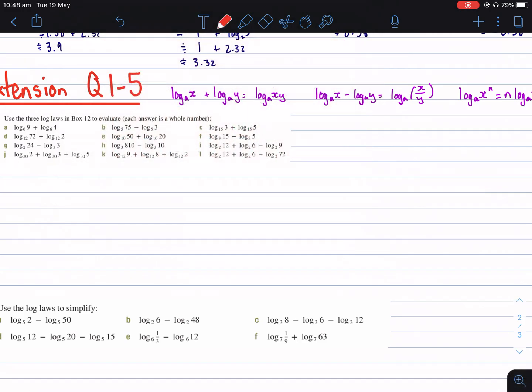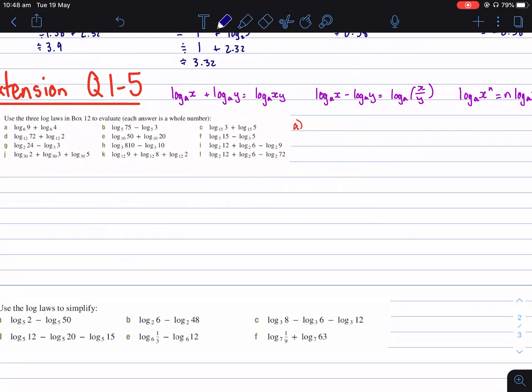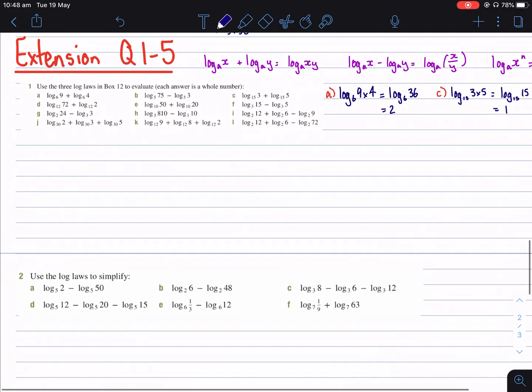All right, so if I have question A, log base 6 of 9 plus log base 6 of 4, then that's the same as log base 6 of 9 times 4, because if it's a plus, you multiply, which means it's log base 6 of 36. Now 6 to the what is 36? 6 squared. Question C. Now we've got log base 15 of 3 plus log base 15 of 5. So we've got log base 15 of 3 times 5, which is just log base 15 of 15. 15 to the what equals 15? 1. I know, groundbreaking stuff.